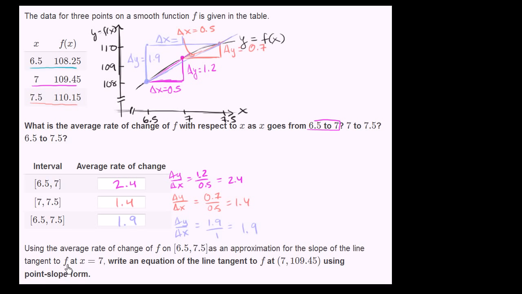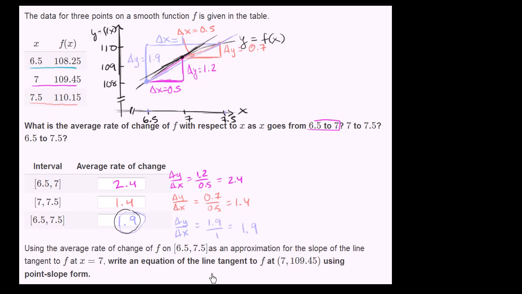Now they ask us this final question. Use the average rate of change of f on the larger interval from here to here, which we already figured out. That's 1.9, as an approximation for the slope of the line tangent to f at x equals 7. So the line tangent might look something like this. And at least visually, it looks like that little blue line we drew, the way I've drawn it, is a pretty good approximation for the slope up there. So we'll use this as an approximation for the slope of the tangent line to f at x equals 7.